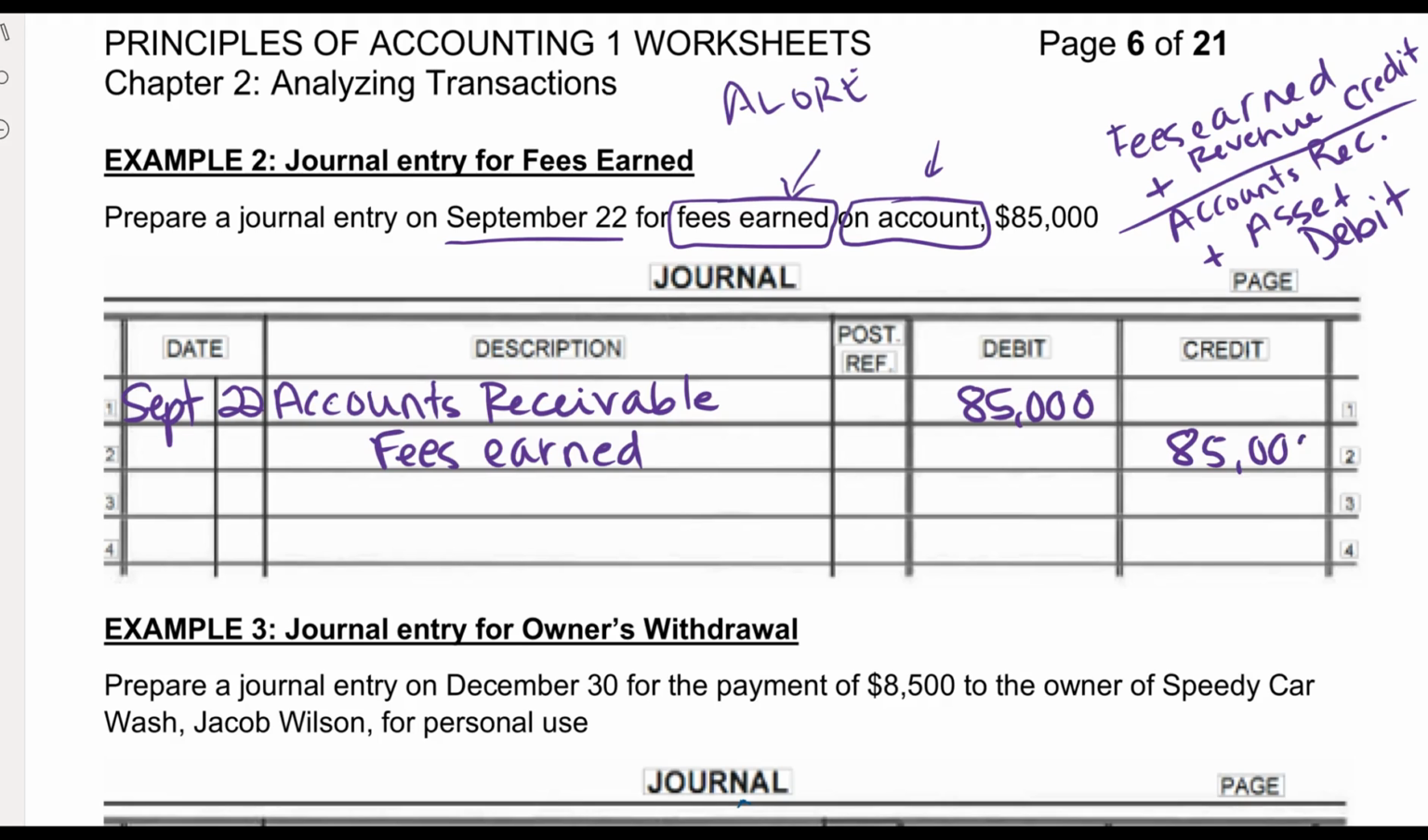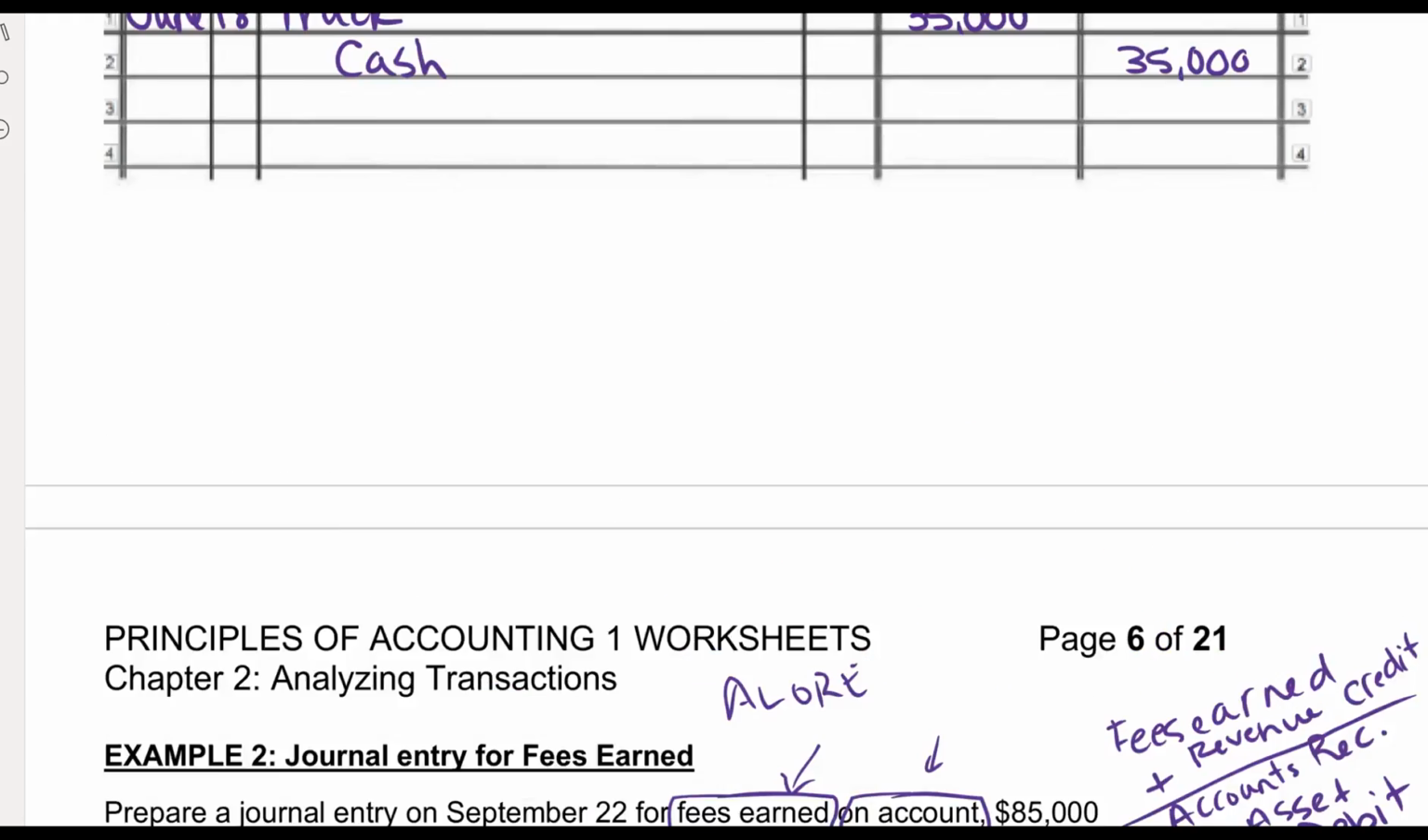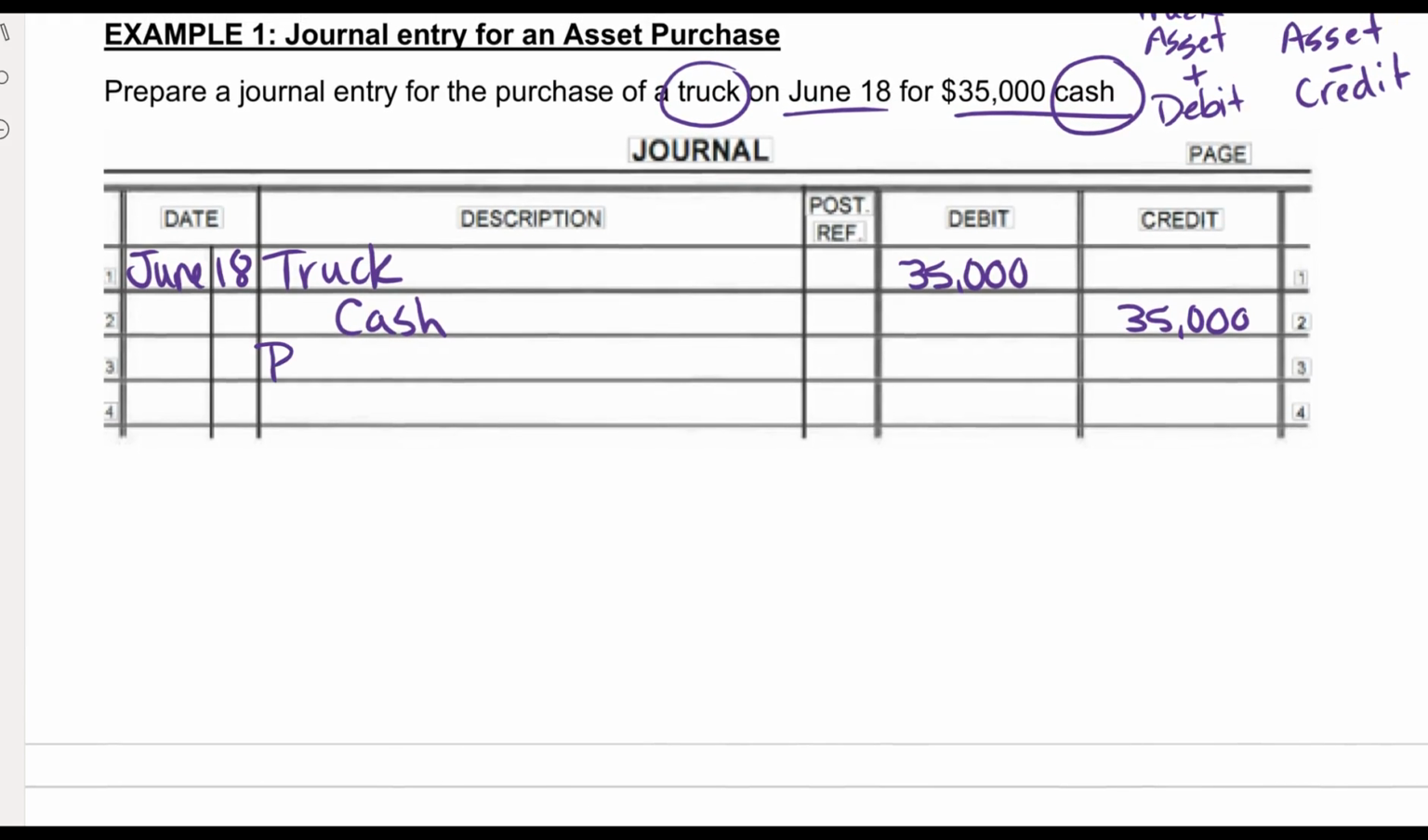$85,000. One thing I did forget on here, just to get you familiar with what descriptions to write, right under this we could write fees earned on account. For the most part, we won't use descriptions because it just takes extra time and it takes up room. On this previous one, we would say purchased truck with cash, for cash. You could even say 2015 Ford F-150. Just depends on the circumstances, that you're going to be more specific based on what's happening in the particular business.